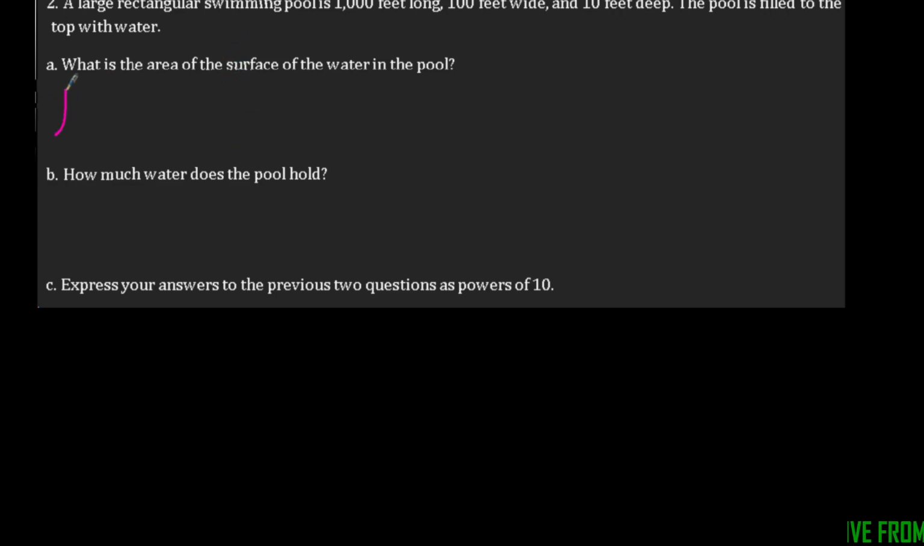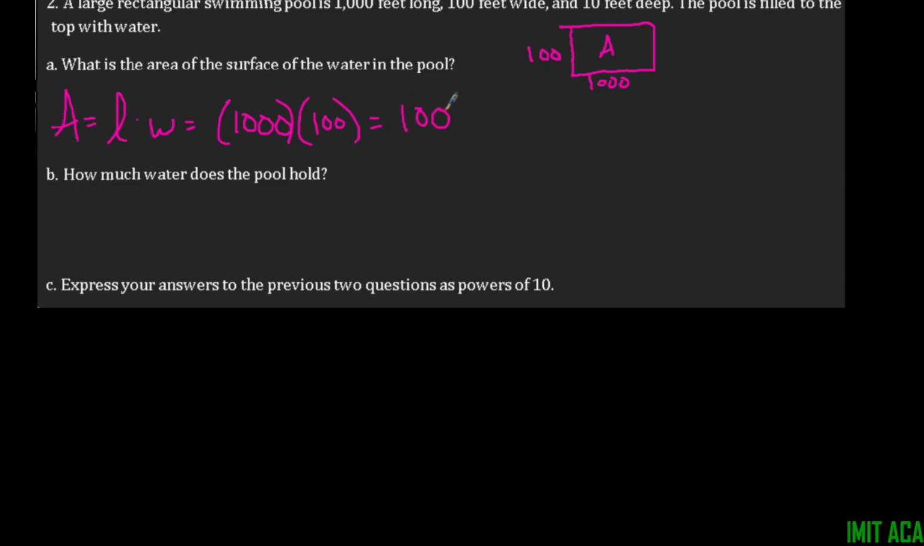Talking about that rectangle, it is 100 feet wide and 1,000 feet long, and we need to find the area. So the area is going to be equal to the length times the width, which is just 1,000 times 100, which is equal to 100,000 feet squared, since we're talking about the area.